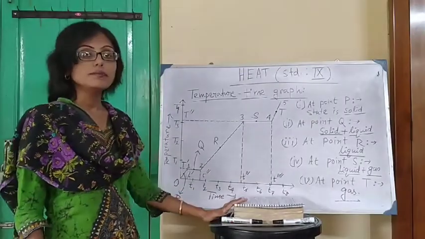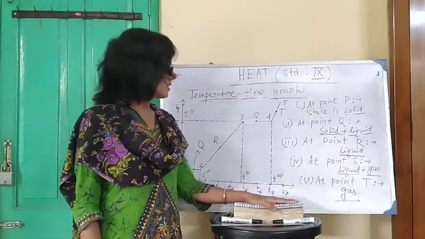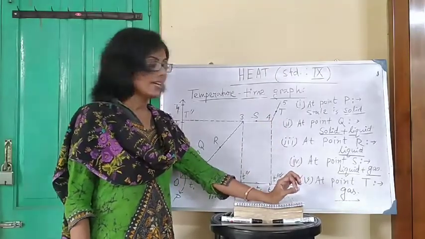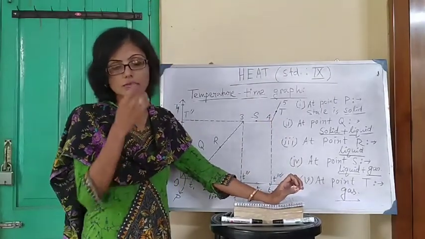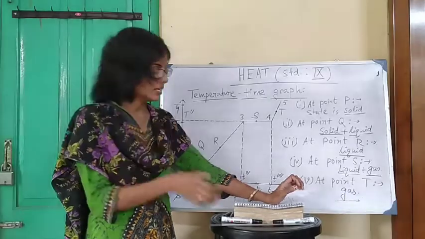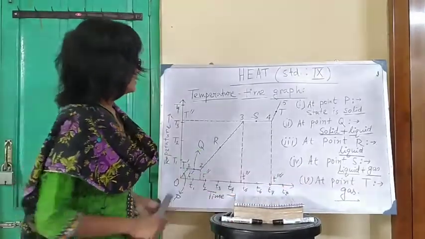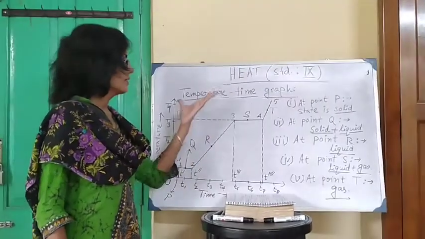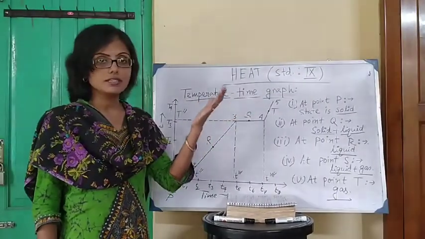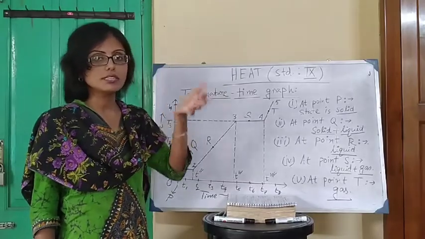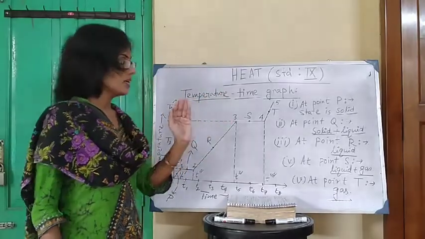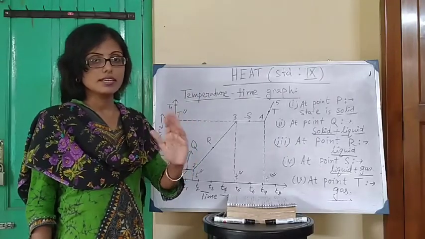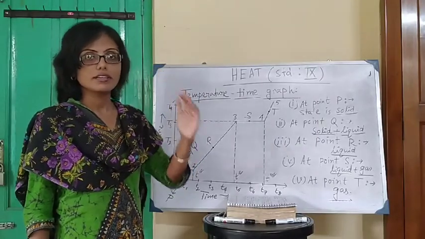Good afternoon, children. In the last class, we described what latent heat is, the types of latent heat, and the units of latent heat. Today, our topic is the temperature-time graph. A temperature-time graph is the graphical representation of the change of state of a matter, that is, how the state of a matter changes, which we explain graphically.